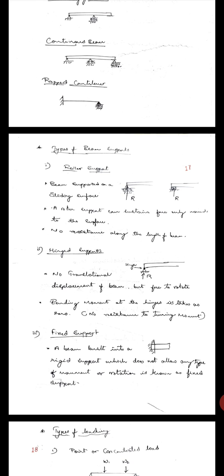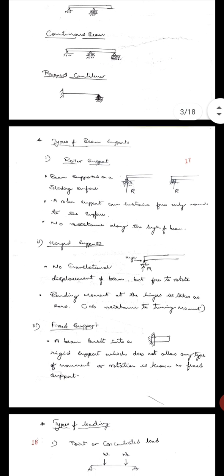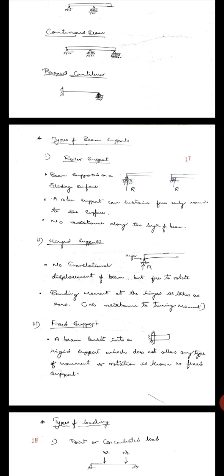Types of beam support. First is roller support. Roller supports have a sliding surface. A roller support can sustain force only normal to the surface. There is no resistance along the length of the bar.